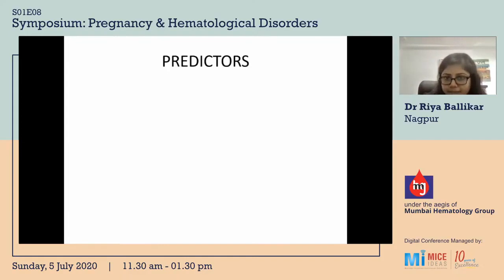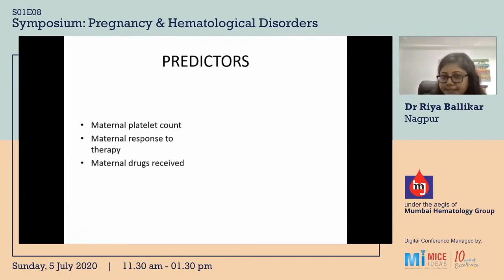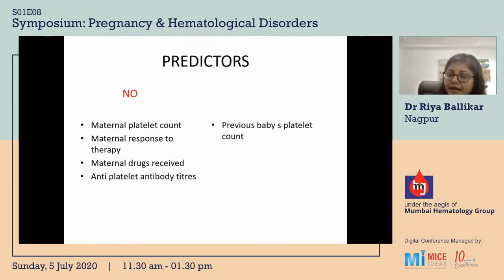Now, what are the predictors of neonatal thrombocytopenia? Is it the maternal platelet count? Is it the response of the mother to therapy? Is it the drugs that the lady has received? Is it the antiplatelet antibody titers? The answer is no. Just one thing can predict whether your baby will be having neonatal thrombocytopenia, and that is the outcome of the previous pregnancy. The previous baby's platelet count is the only predictor whether this baby would be in for any complications.